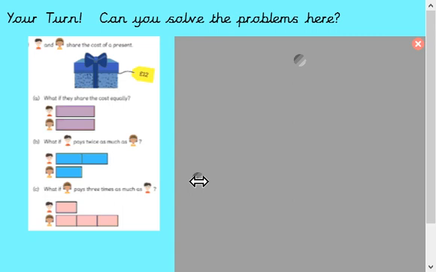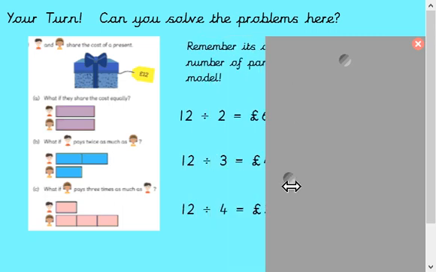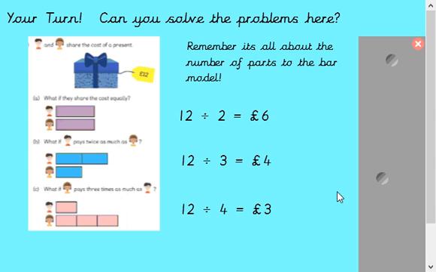Okay, welcome back. How did you get on with this then? So let's have a look at some of these answers here. And I did put at the top there, remember it's all about the number of parts in the bar model. So if we had to divide them equally into 2 piles, then it would be 12, because that's your total price, divided by 2, which will be £6. The second one, where one child is paying twice as much as the other, I've got here 12 divided by 3. Now, why would I have divided it by 3? Because there would be 3 parts in that model. 1, 2, 3.